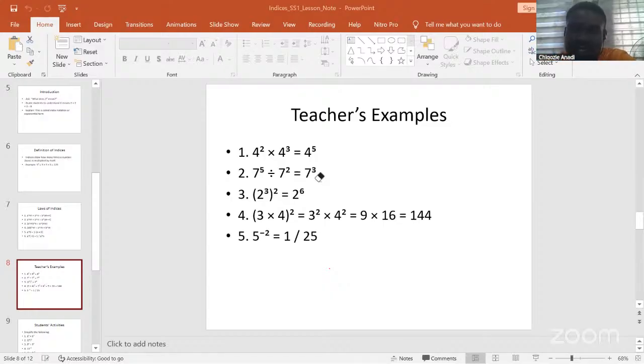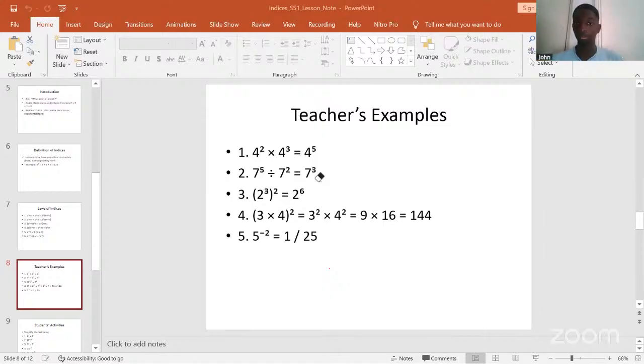Okay, welcome back. Look at example 4. When you have 3 times 4 in brackets squared, you know what that really means? It means that each constant has that power. So that will be 3 raised to the power 2 times 4 raised to the power 2, which will give you 9 times 16 to give you 144, right?